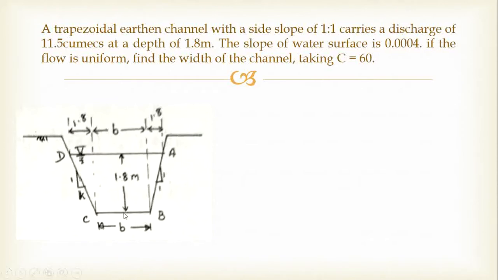Depth of flow is 1.8 meters. So if I consider this triangle, if this is 1.8 meters, this is also 1.8 meters because side slope is given as 1:1. You are supposed to find out the width of the flow. They have not given the width of the flow. So top width will be 1.8 plus B plus 1.8. Area will be, this is B, this is 1.8, 1.8 into B plus two triangles area, which will be 3.24, that I have written.